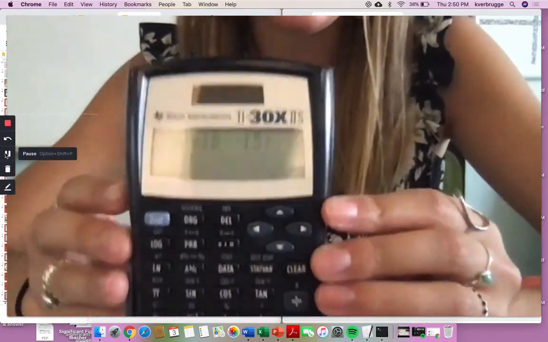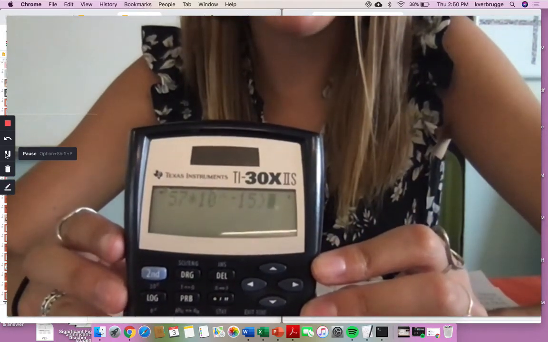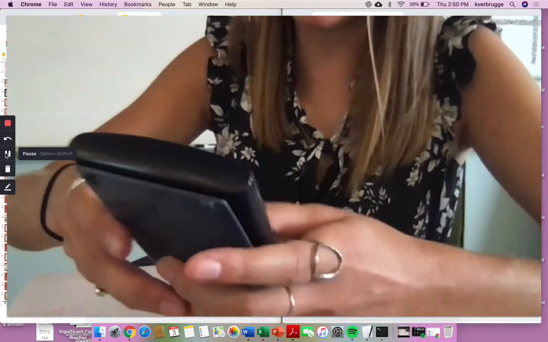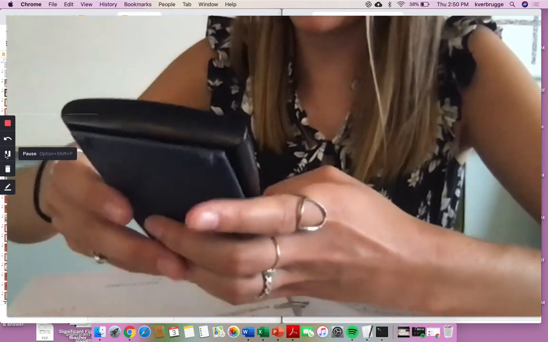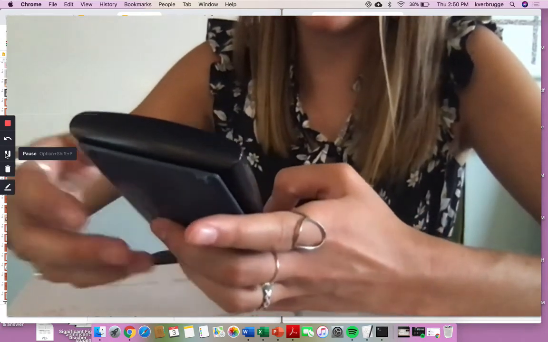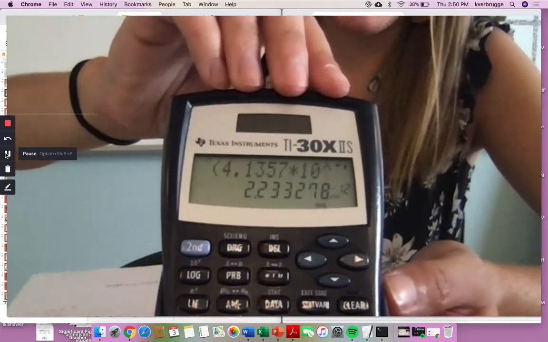So notice this whole number is in parentheses. If we keep it in parentheses, it will solve the problem correctly. So then we're going to times it by parentheses 5.4 times 10 to the second end parentheses. Notice it gives us the same number that we had before.